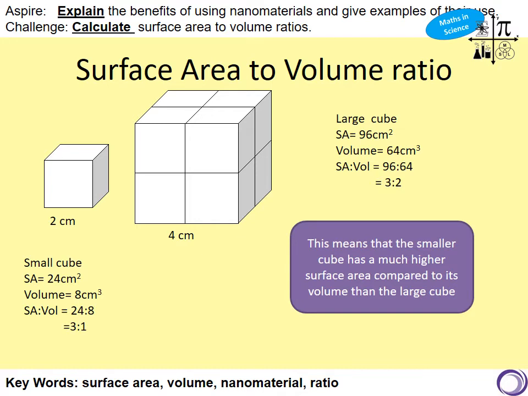Comparing that to the large cube then, its surface area is 96 centimetres squared, its volume is 64 centimetres cubed, and therefore its surface area to volume ratio is 96 to 64, which we can simplify as 3 to 2. This means that the smaller cube has a much higher surface area compared to its volume than the large cube, i.e. it has 3 times as much as opposed to 1.5 times.